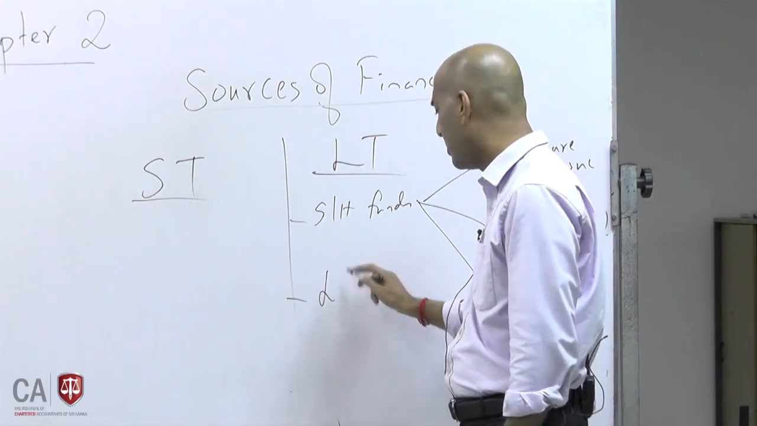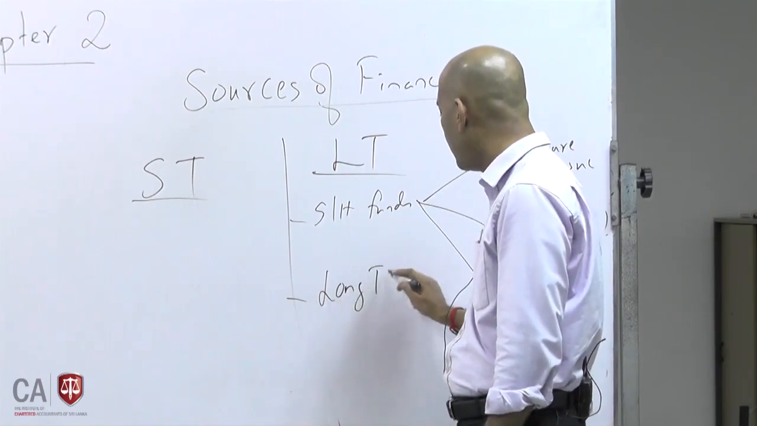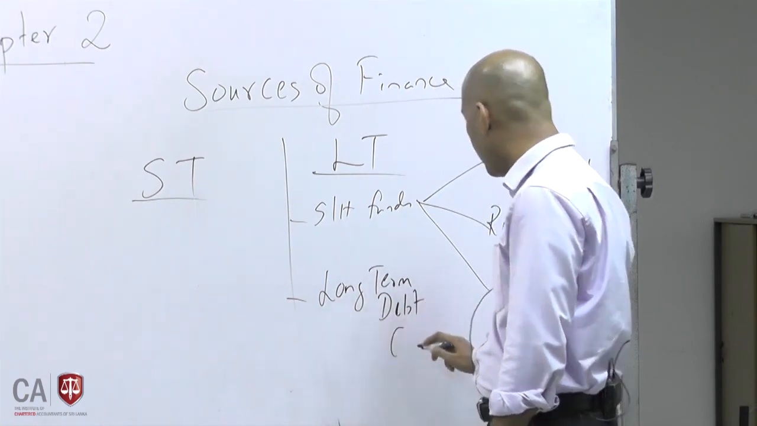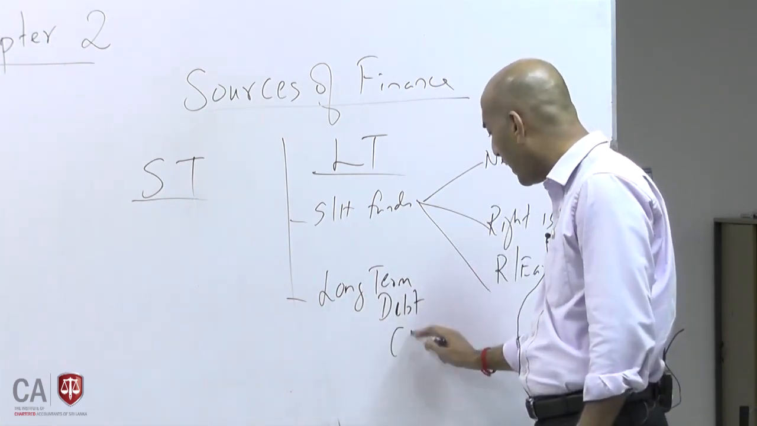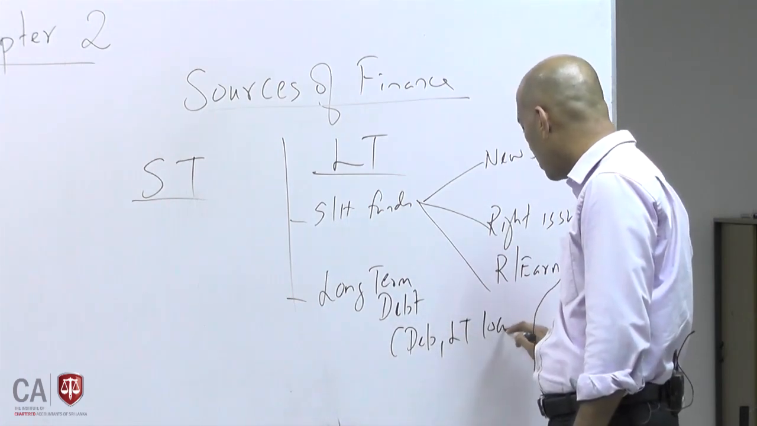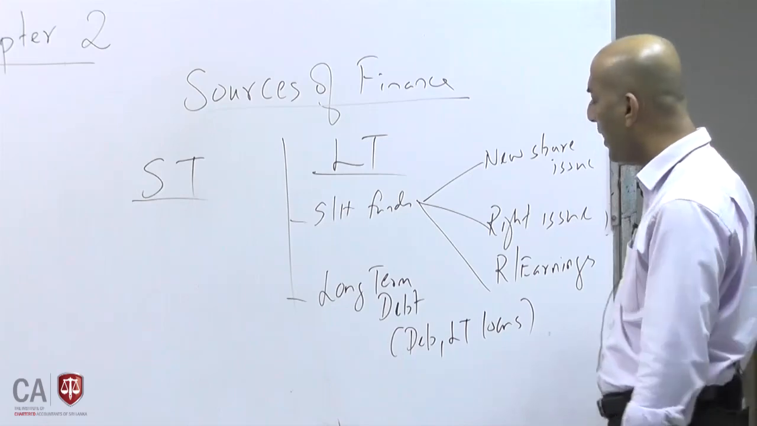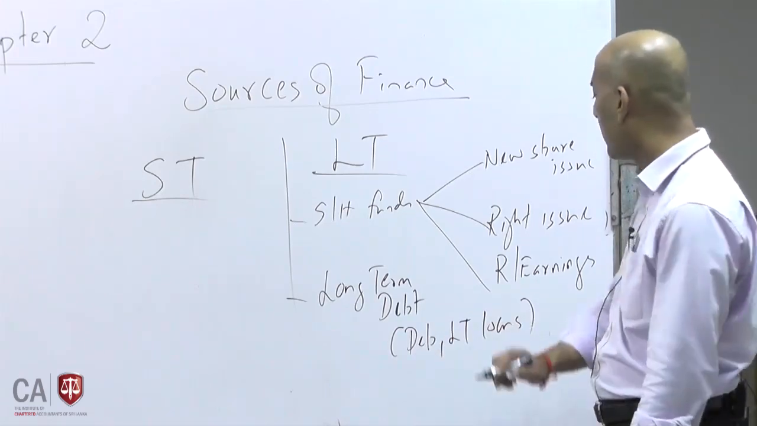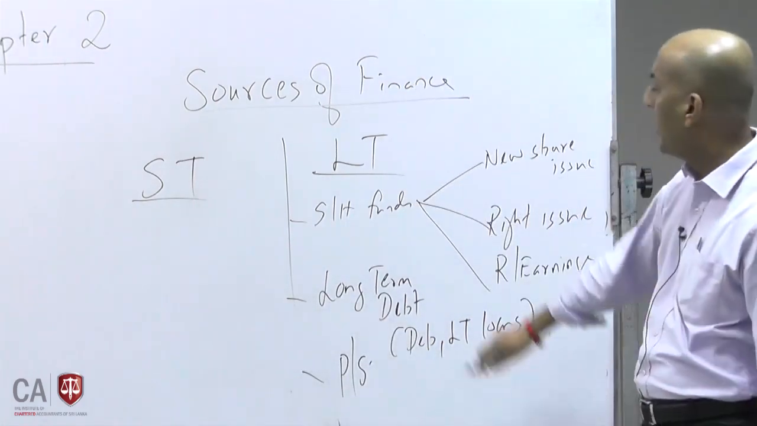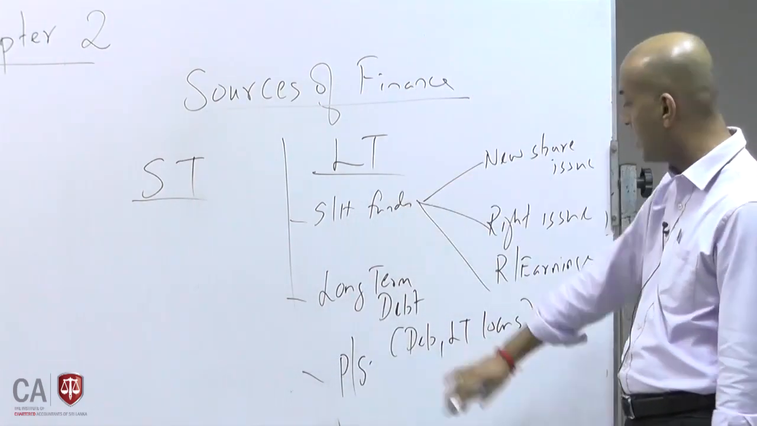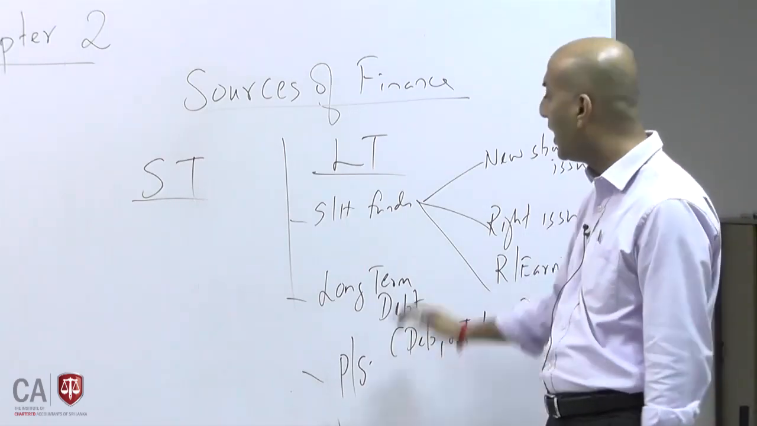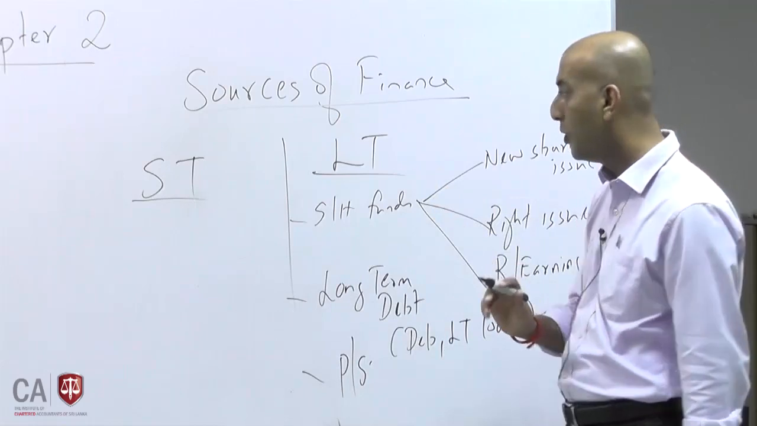Then we talked in an earlier class about long-term debt, where I remember we talked about corporate bonds, debentures or long-term loans. So please note, it can be debentures and long-term loans. Then you might talk about preference shares. So there are ordinary shareholder funds, long-term debt, which can be debentures and long-term loans, and preference shares. These are the long-term sources of finance any company could have.